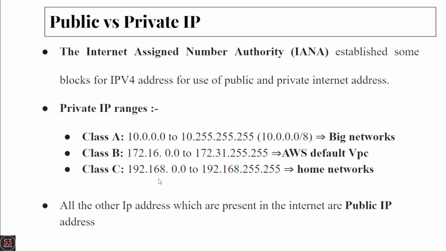So this is what CIDR is, and this is the difference between public and private IPs. We also have an online calculator for subnet masks. We will see that in further videos.